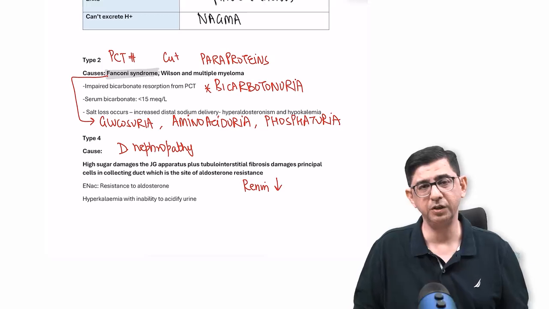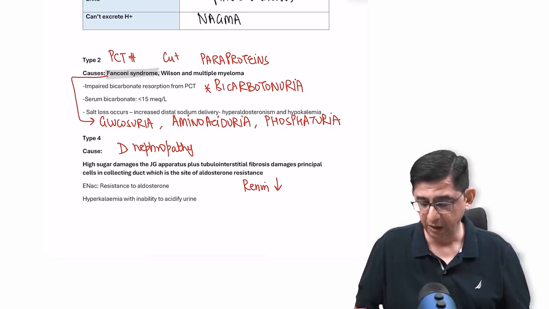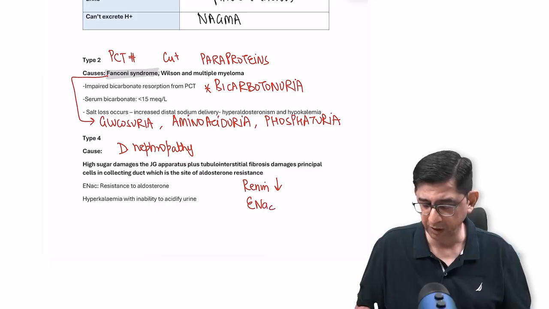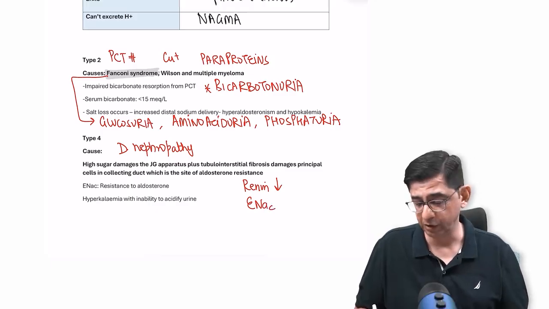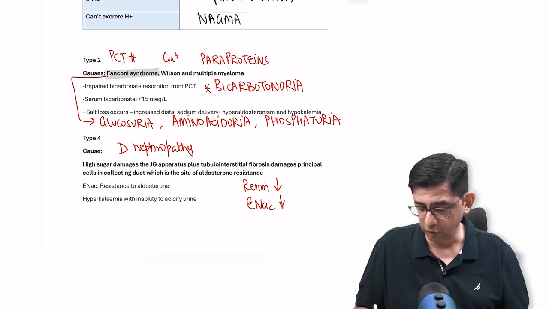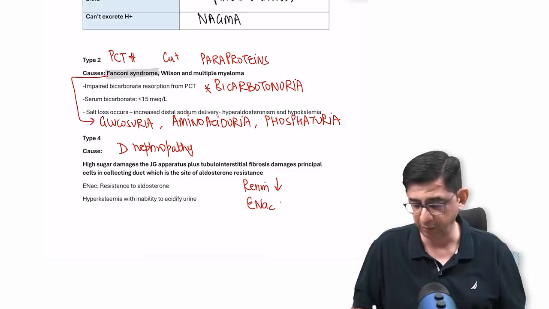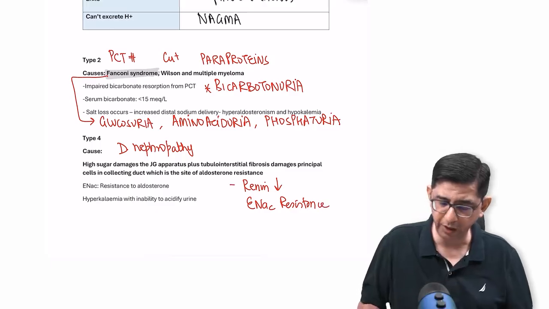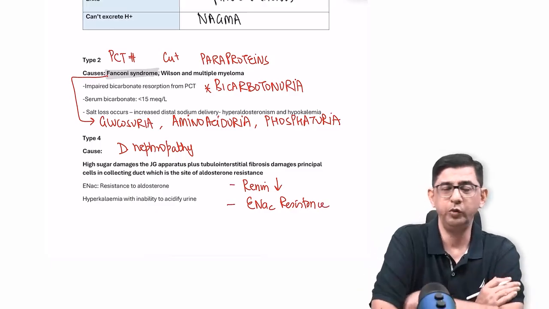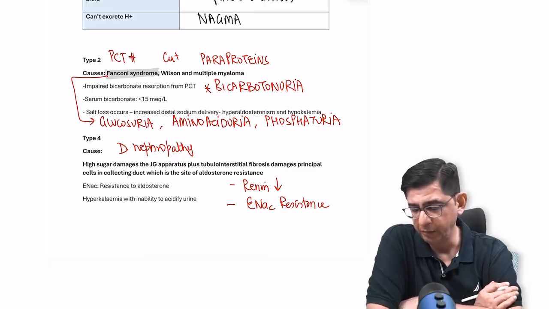And along with renin production being lesser, the area where the epithelial sodium channel is present is also going to be damaged. So epithelial sodium channel resistance can be present. In fact, a better way to put it is: one, the JG apparatus is gone, so renin is less. Second, because the tubules are damaged, there is epithelial sodium channel resistance occurring in this patient.